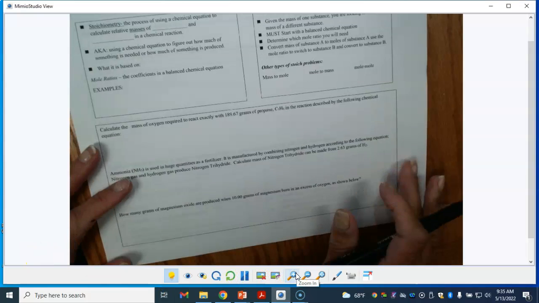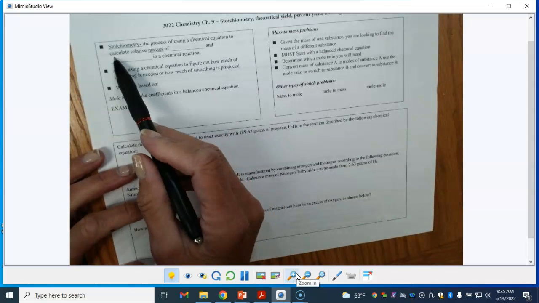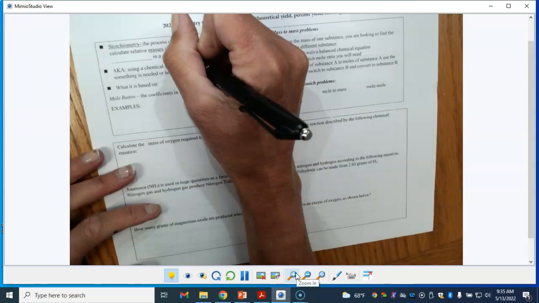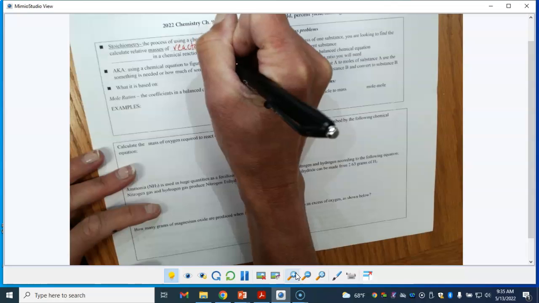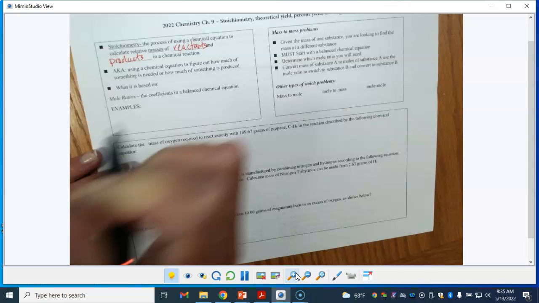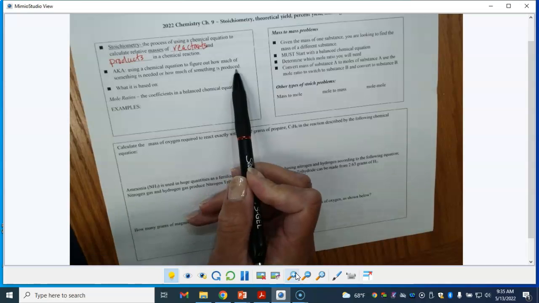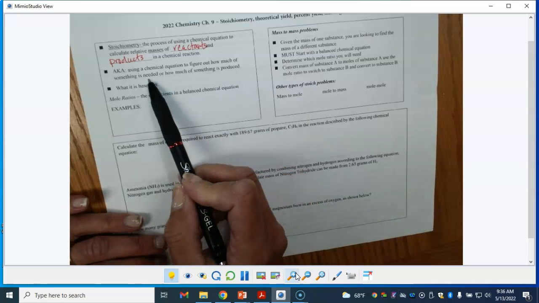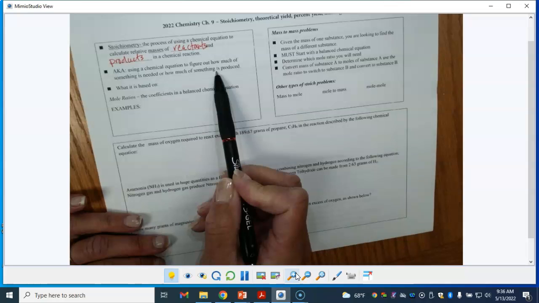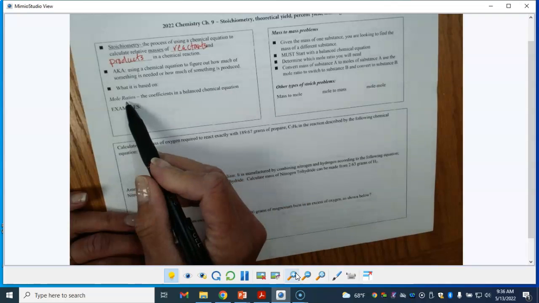There we go. Okay, so first of all, stoichiometry: the process of using a chemical equation to calculate relative masses of reactants and products in a chemical reaction. So basically, we're using a chemical equation to figure out how much of something is needed, or how much of something is produced. So how much of a reactant is needed or how much of a product is actually produced. And we're going to do this using what we call mole ratios.